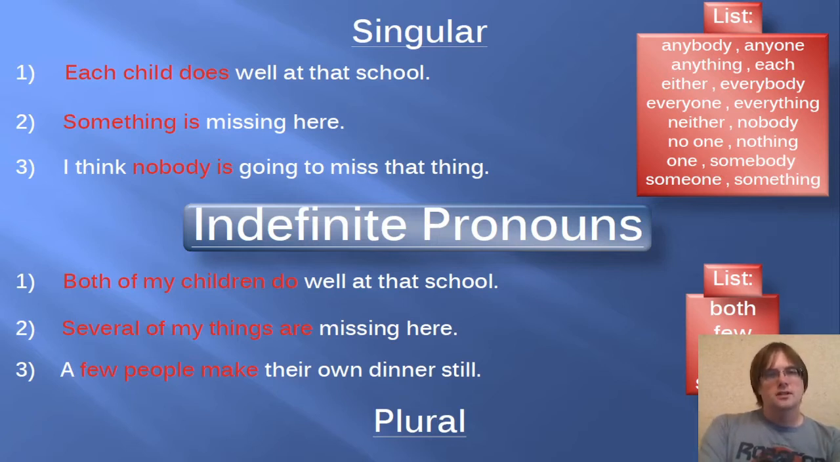For the singular, each child does well at that school. Something is missing here. I think nobody is going to miss that thing. And now let's look at the plural set. Both of my children do well at that school. Several of my things are missing here. And a few people make their own dinner still.